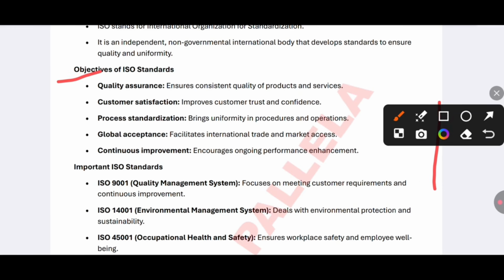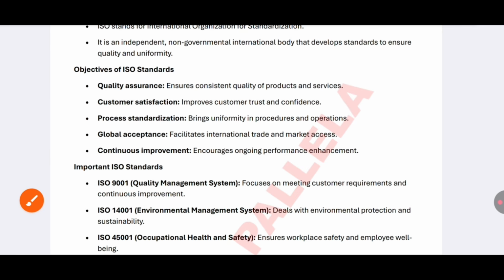So what are the objectives, what is the main motto? First one, quality assurance. Second one is customer satisfaction, to build trust and confidence. Process standardization, meaning bringing uniformity in production, procedures and operations, and global acceptance and continuous improvement. These are the 5 main operational objectives of ISO.